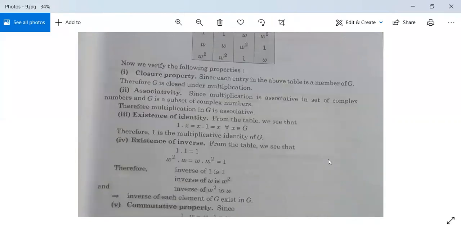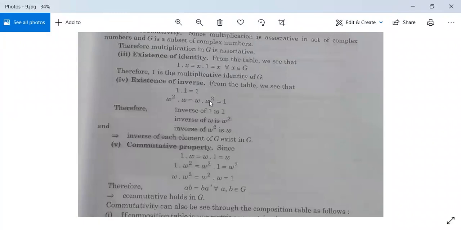Next, existence of inverse. From the table we see that 1 into 1 is equal to 1. Omega square into omega is equal to omega into omega square, which is equal to 1. Therefore, the inverse of 1 is 1. What will the inverse of omega be? Omega square, from here. And the inverse of omega square is omega from here. It implies that the inverse of each element of G exists in G. So the existence of inverse is also done.